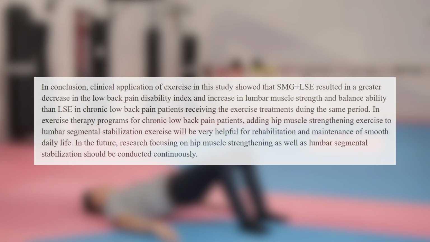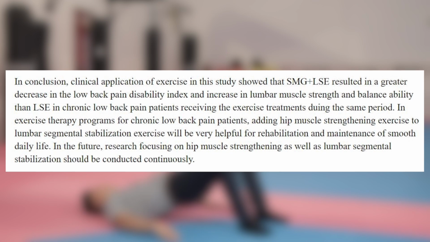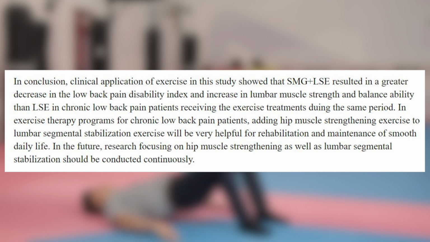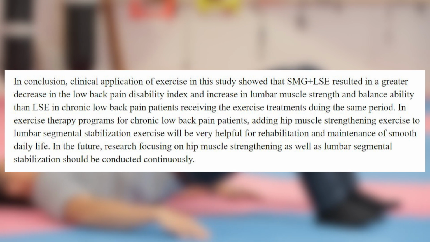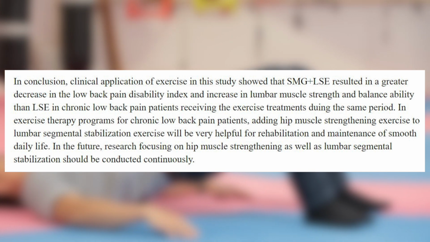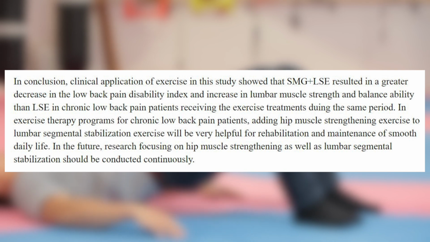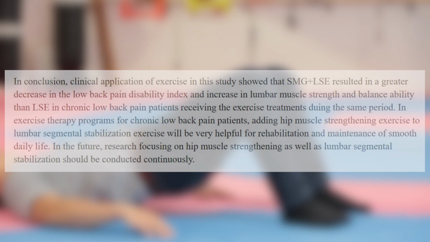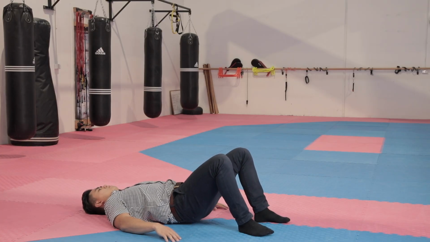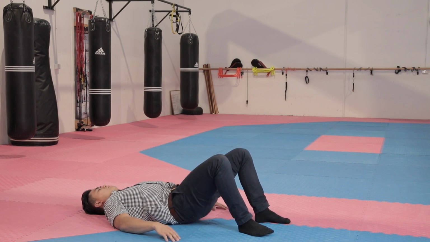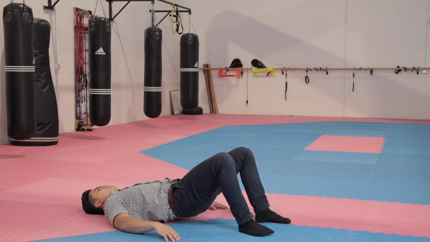In 2015, the Journal of Physical Therapy Science published a paper on the clinical applications of strengthening the muscles of the gluteus groups against doing lumbar segmental stabilization exercises. The results showed that there was a greater decrease in lower back pain and an increase in lumbar muscle strength and balance ability in the gluteus groups compared to the lumbar stability exercise group. This is why I emphasize so much on doing glute strengthening exercises with lower back exercises to prevent lower back pain, strengthen the hips and lower back, and prevent injuries in the future.